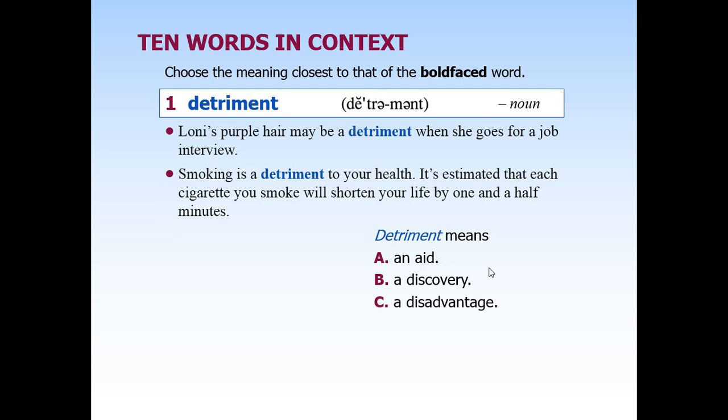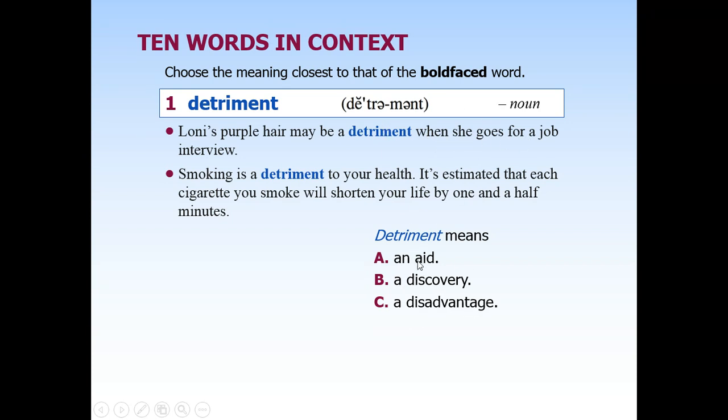So we're trying to figure out the words in context. If you recall, Chapter 1 of Advanced College Reading Skills was about vocabulary in context. If you don't know the word detriment, at least try to figure it out by using the words around it. Lonnie's purple hair may be a detriment when she goes for a job interview. If this person has purple hair and goes to a job interview, is that going to, if we look down here, aid or discovery when she goes for a job, or a disadvantage?